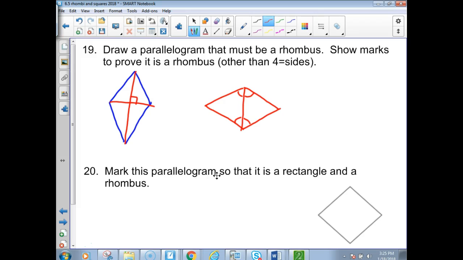This one says mark this diagram so that it is a rectangle and a rhombus. So then we'd have to have a right angle and 2 consecutive congruent sides. That would be good enough. This would have to be a square now. Rectangle and a rhombus has to be a square. And that's just an example. Okay.